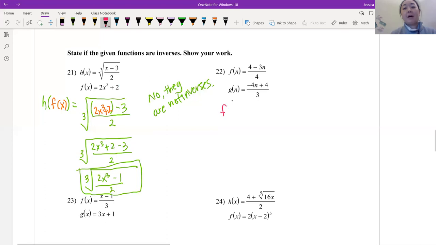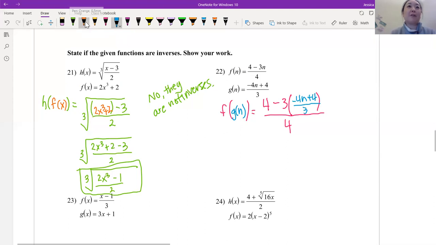So we'll go f of g of n. And if you notice right here, I usually start with the top one and then I put in the bottom one. If you want to start the other way, that's perfectly fine. There's no rule that says you have to do it a certain direction. This is just my habit, I guess. So I'm just going to copy down f exactly the way it's written. So when you see n, here's my parentheses, over 4. And now I'm going to input the g of n, which is this guy: negative 4n plus 4, divide that by 3.